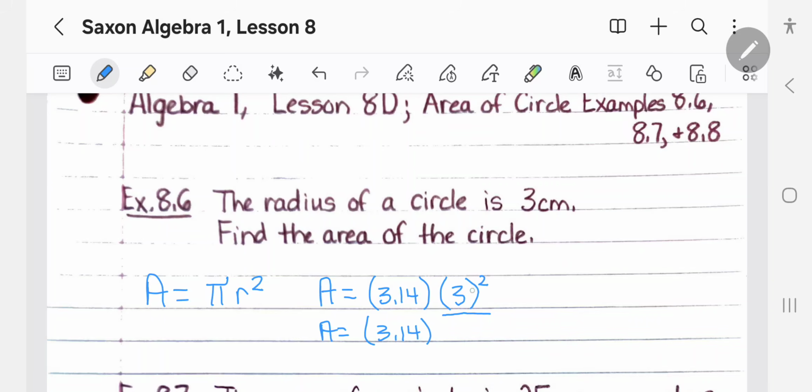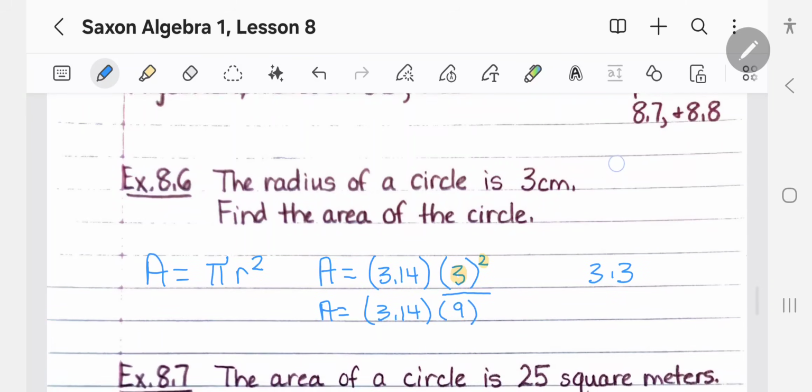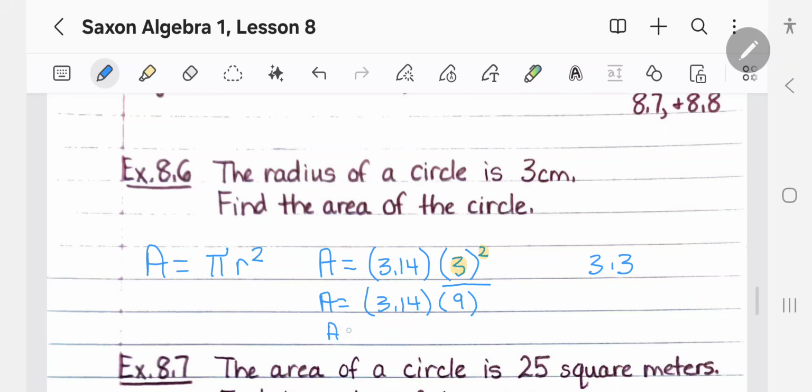3.14. Remember that 3 squared means 3 times 3. It's the base number times itself this many times. Okay, so 3 times 3, which would be 9. Now, I'm not going to show calculations for these, but I will tell you that the answer then would be, and I'm going to say approximately, since we rounded pi, 28.26 square centimeters. And that's the area for your circle.